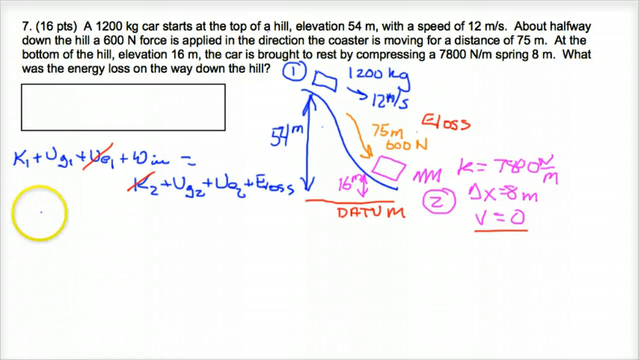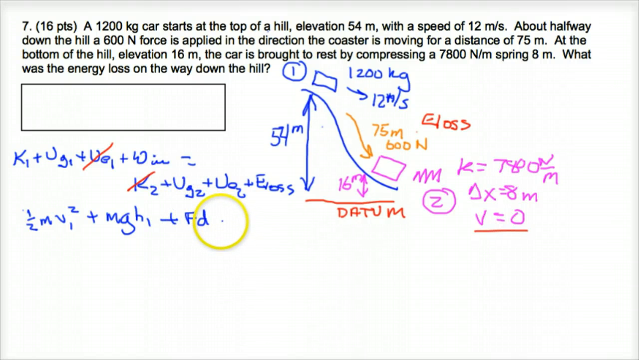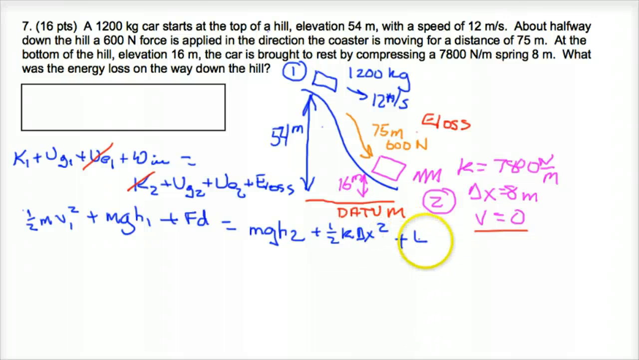Let's start writing it out. So I'll write it out generically first. 1/2 mv1 squared plus mgh1. The work in is going to be force times the distance. And that's going to be mgh2 plus 1/2 k delta x squared plus E loss.